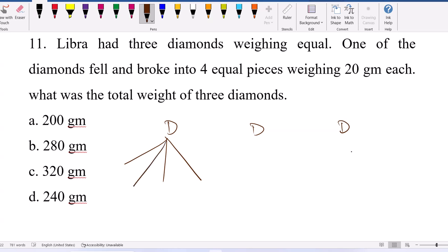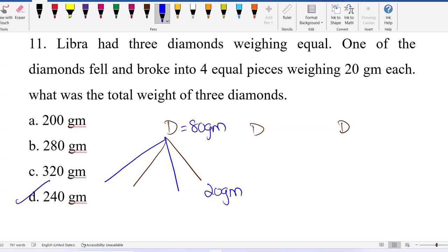And it's divided into 4 equal pieces, right? And they gave that those pieces are 20 grams each. Then what is this one diamond's weight? 80 grams. So 3 diamonds means 240. They said 20 grams each. Only one diamond fell among those three. Okay, that is divided into 4 pieces of 20 grams. See, in this question they gave 4 directly.